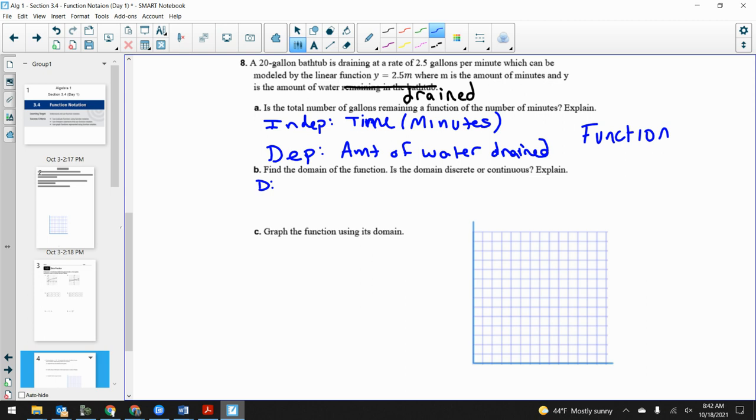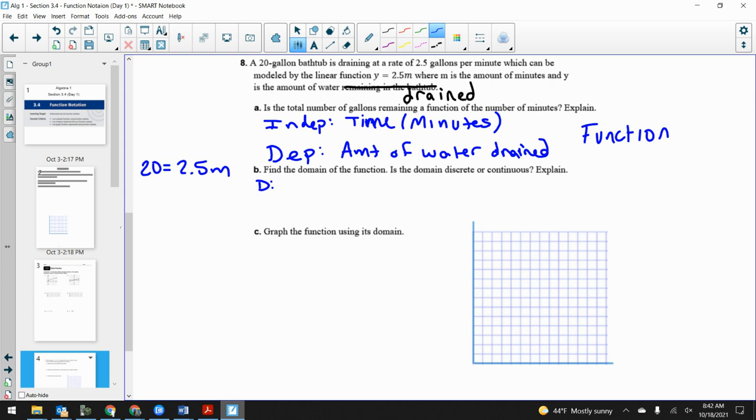Okay, so that means anything above 0 would be a solution, right? So would time 100 minutes be a solution? Is water still draining at 100 minutes? No. It depends on how much water. How much water started in the tub? 20 gallons. We have to figure out what time 20 gallons drained out of the tub, because that's my ending point. That's the last member of my domain.